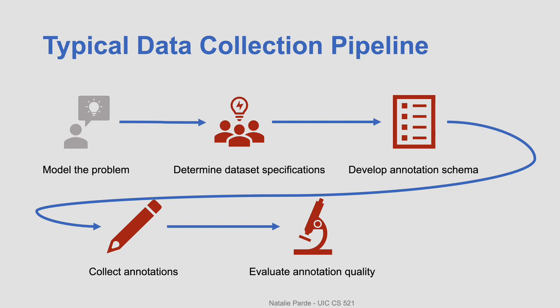This video is the second video in a series of videos on data collection. If you haven't watched the first, discussing modeling the problem, you may want to go back and watch that video before continuing. Here, we'll be covering stage 2 of a typical data collection pipeline, determining your dataset specifications. This is where you begin to fine-tune your plans for building a dataset and work towards more concrete actions.